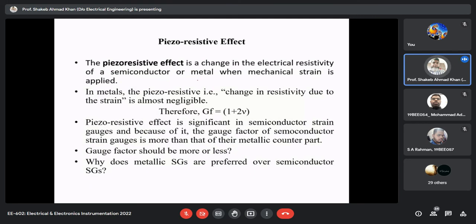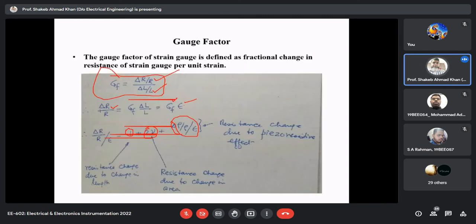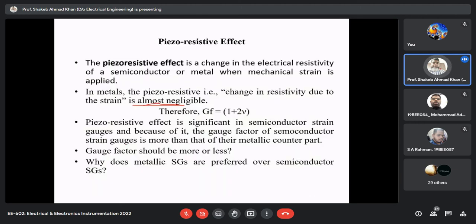So piezoresistive effect is a change that is summarized here. Now one more thing, in metals, piezoresistive effect is almost negligible. So in this case, we can neglect this term. In metallic strain gauges, this term is neglected, and then this will define your gauge factor. So that's what I had written.